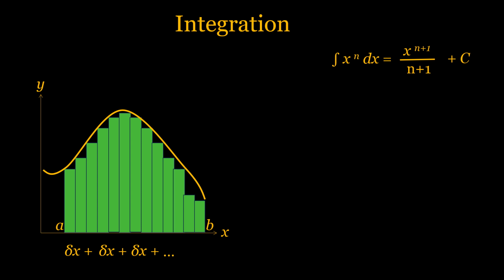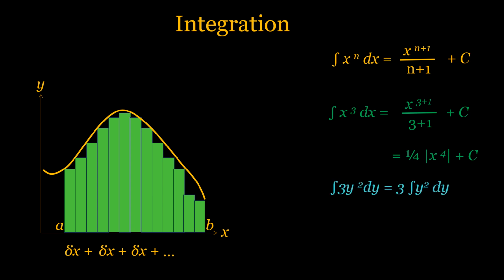A couple of examples of integrals are integral x cubed dx equals x raised to power 3 plus 1 divided by 3 plus 1 plus c, which is equal to 1 over 4 into magnitude of x to power 4. And integral 3y squared dy turns out to be equal to magnitude y cubed plus c. The coefficient 3 comes out of integral and is cancelled by 3 at denominator.